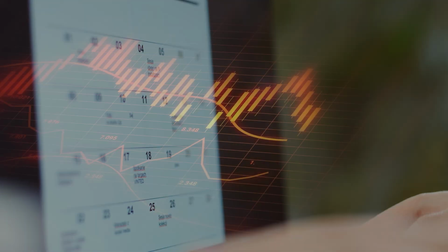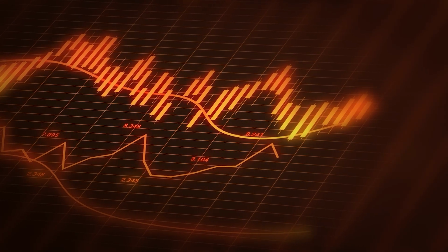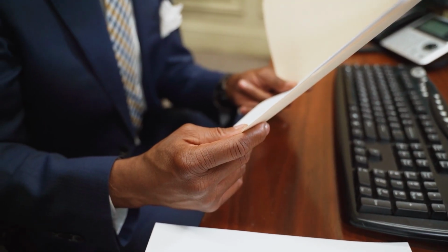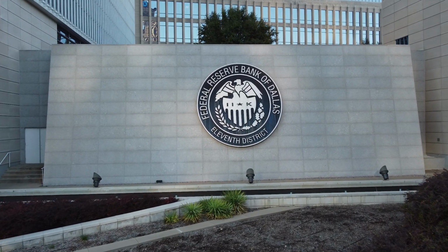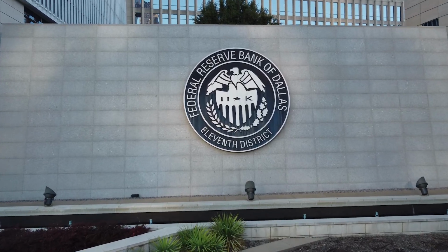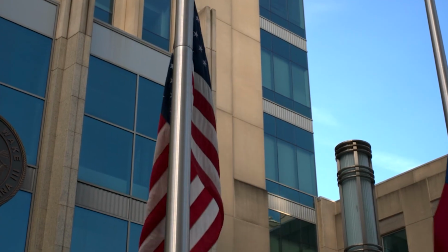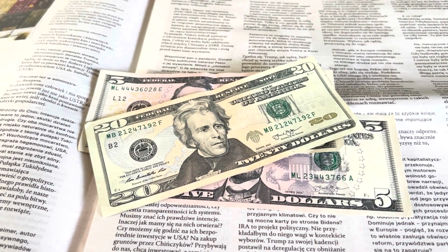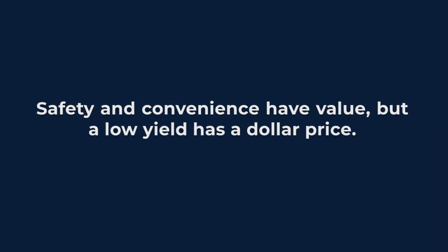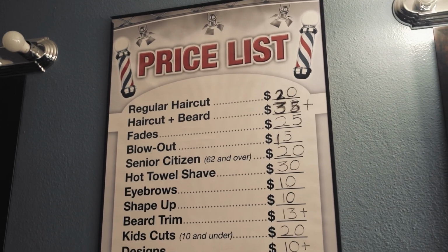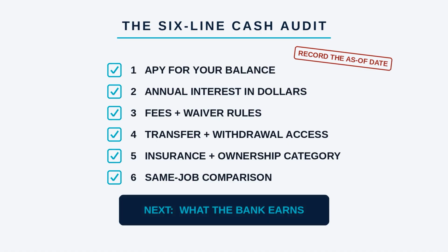Put the audit on a calendar. A variable savings rate can fall without the balance moving, while a promotional rate can expire. Review the statement at least quarterly, and whenever the Federal Reserve rate environment changes materially. The objective is not constant account switching. It is to prevent an old default from quietly becoming an expensive default, while the purpose of the cash remains unchanged. The verdict is simple. Safety and convenience have value, but a low yield has a dollar price. Your job is to see the price and decide whether the trade-off is deliberate. Next, we turn the balance sheet around and ask what the bank earns while deposits help fund the institution.